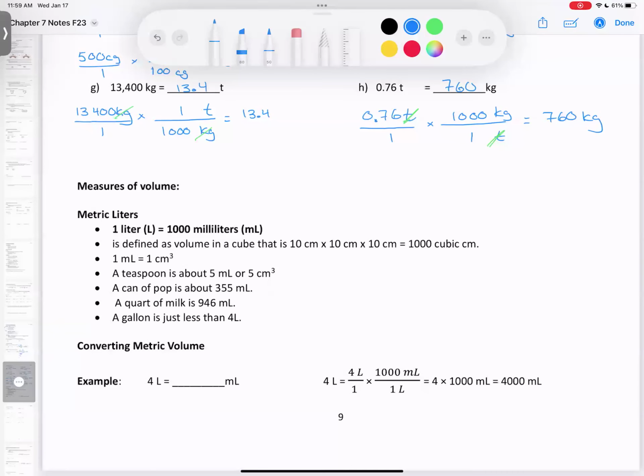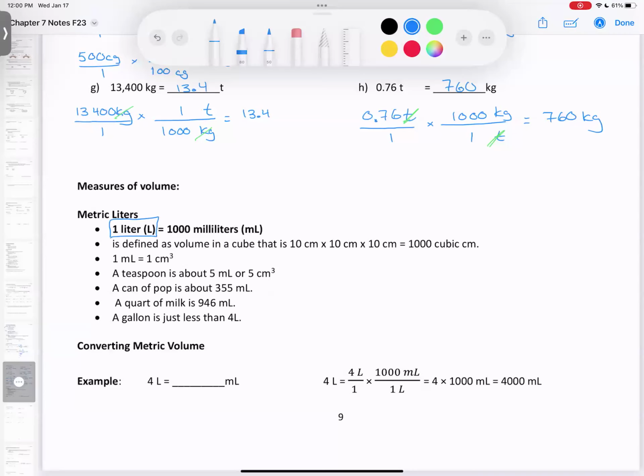All right, let's move into metric units of volume. So the base unit of volume is 1 liter. And since milli equals 1,000, 1,000 milliliters is the same thing as 1 liter. 1 liter is the amount of volume that would fit in a cube that's 10 centimeters wide by 10 centimeters long by 10 centimeters high.